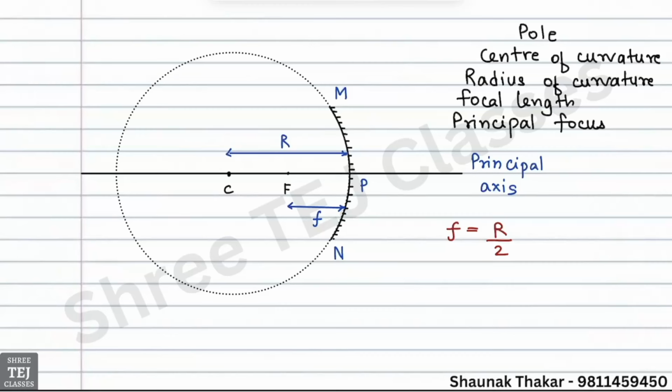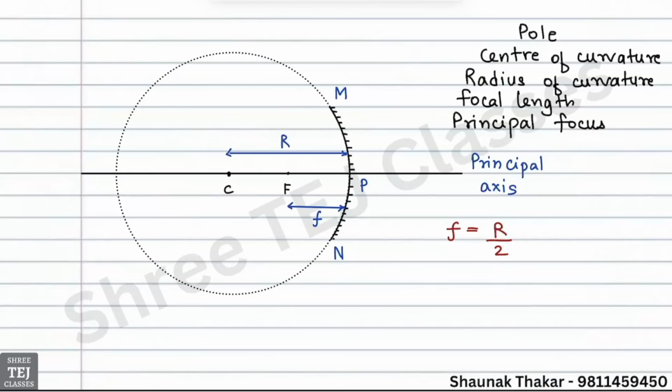The center of the sphere of which the mirror was a part of is called the center of curvature, denoted by C. Then the next term is the radius of curvature, denoted by the letter R, the radius of the sphere of which the mirror was a part of. Now we consider a line passing through the center of curvature C and the pole of the mirror P. That line is called the principal axis.